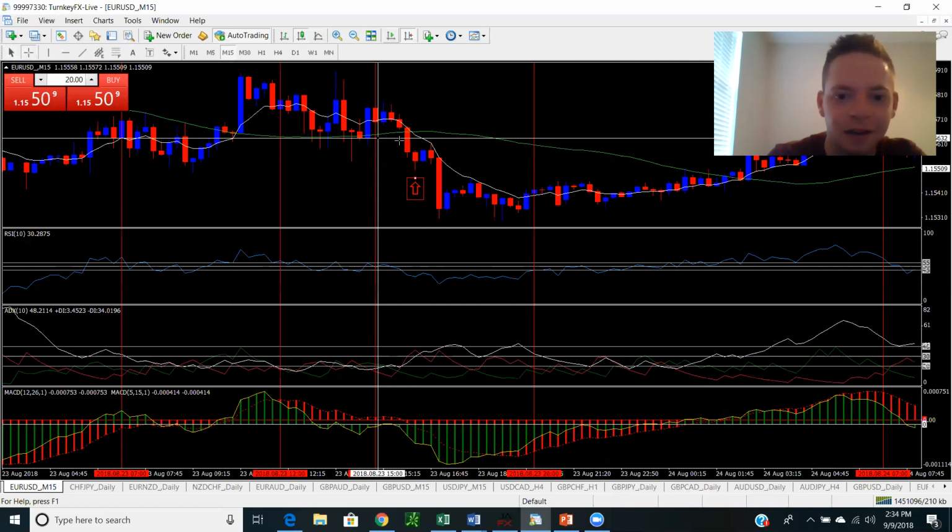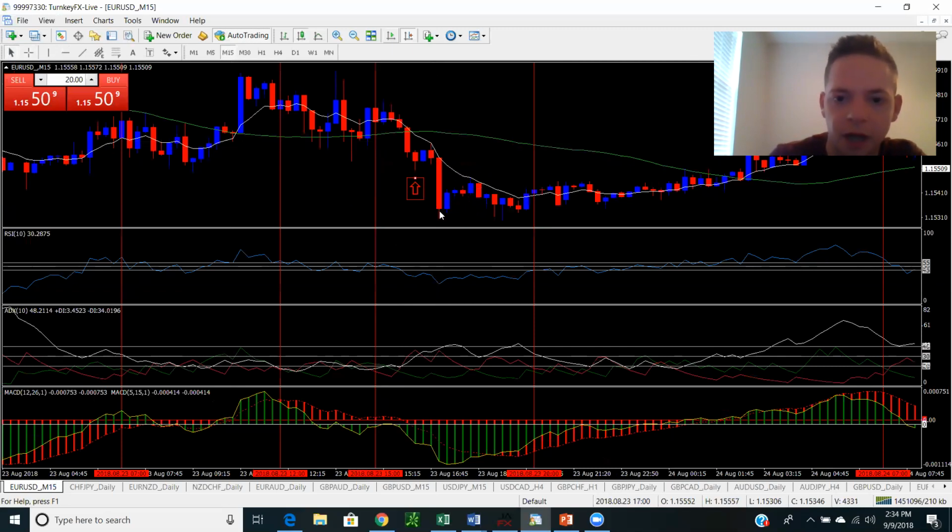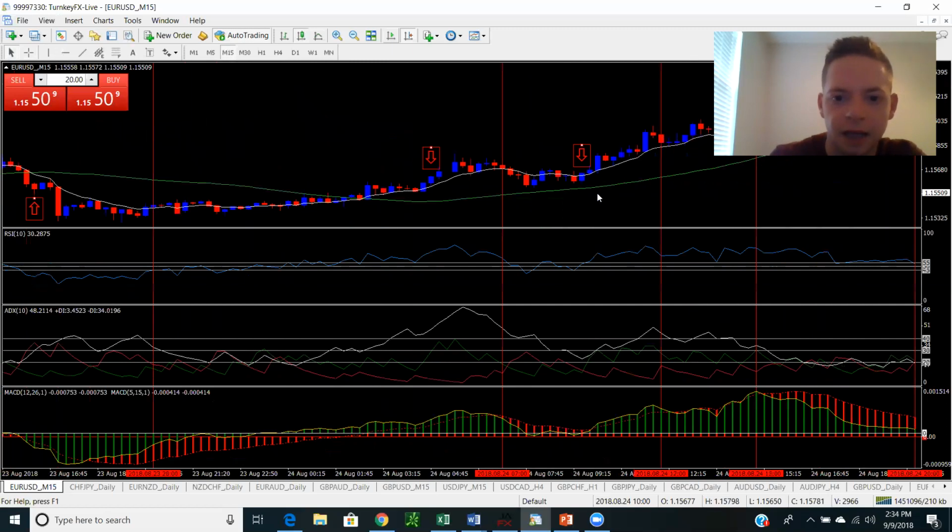But look, literally, look at this. It touches the white line to the pip every time. So our order would have been somewhere in here, drop 7 pips, next candle, take profit. I mean, come on, guys. How easy does that get?